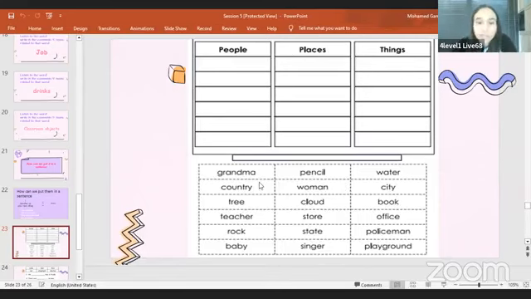So let's do an example. For example, grandma, is it related to people, places, or things? Grandma is a person, so it is related to people. Country, again, for example, is a place. A country is a place, so it is related to places. Can you do the same for all the other nouns? Write your answers in the comments.